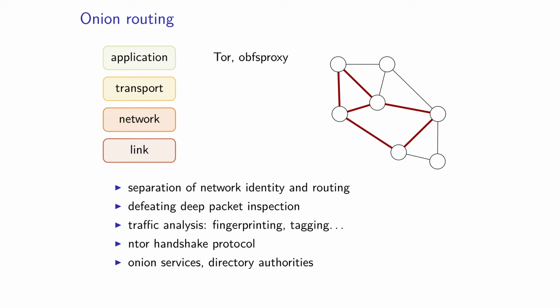Next is onion routing. How can we anonymize routing? So we want to have the separation of the network identity and routing. This is something that, for example, the Tor network does, that uses the concept of onion routing. So we will set up a Tor network, and you will also try to de-anonymize parts of this network based on techniques, for example, traffic analysis in your onion routing network.